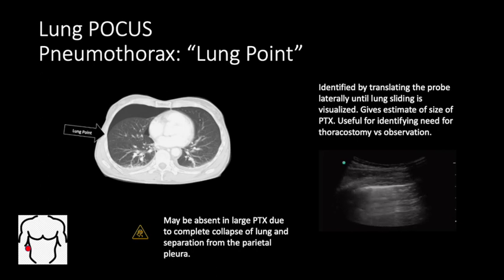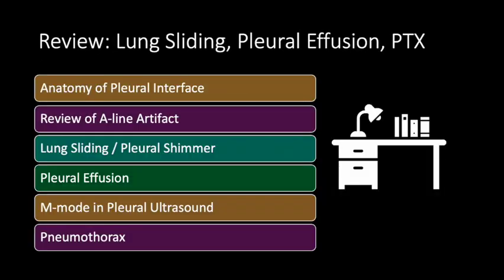Now, one cautionary point is that if you're looking for a pneumothorax or looking for a lung point, you may not be able to see one if it's a very large pneumothorax, because the lung will completely separate out from the pleura. So this is not diagnostic. You don't have to see this in every pneumothorax that you diagnose, which is hopefully not very many, but it is something that you can look at to sort of prognosticate. So that's a pretty rapid overview of lung sliding, pleural effusions and pneumothorax.